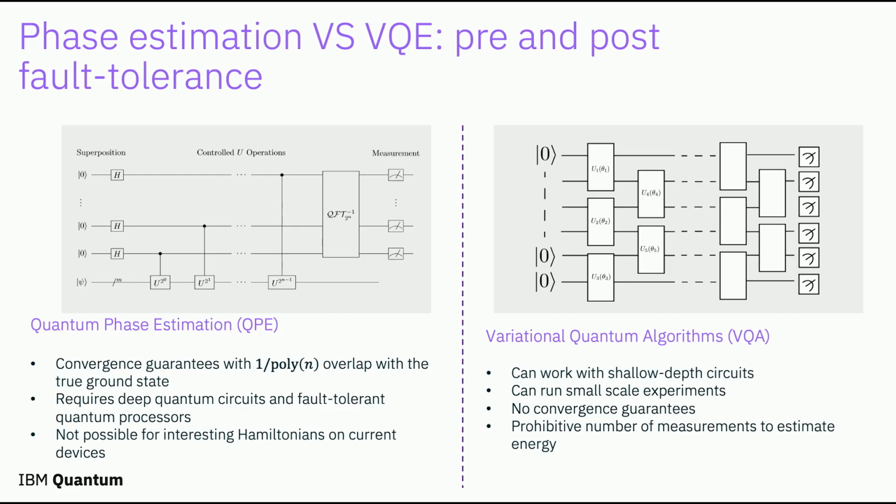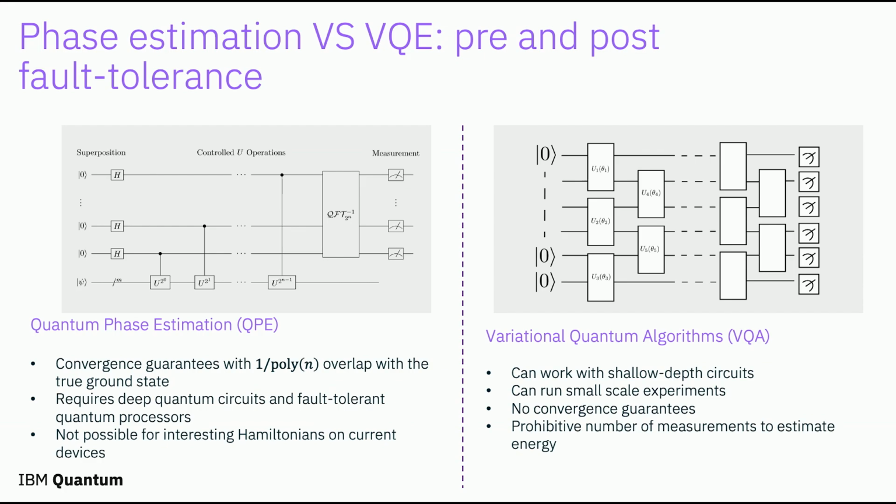VQE or VQAs are ways of going around the depth problem, because we can test the goodness of a short-depth quantum circuit in approximating a target ground state. And we do that variationally. We estimate the molecular energy cost function, and we try to optimize a parameterized short-depth quantum circuit to capture our molecular ground state.